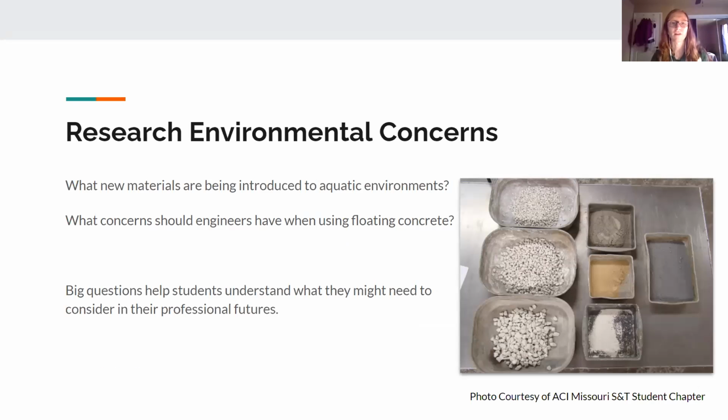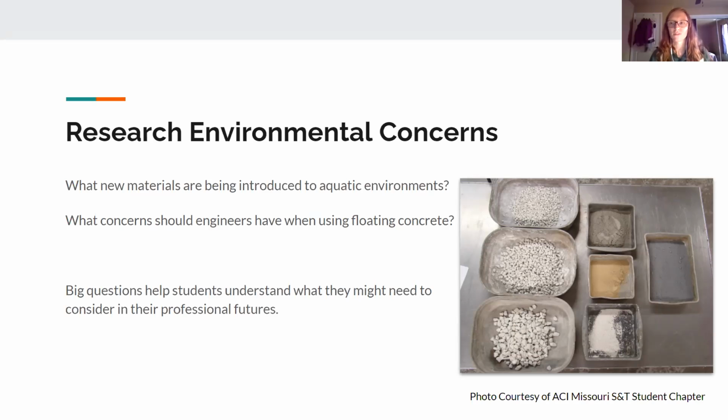In addition to that, we thought it would be interesting to focus on something research-based, similar to what is done in the mortar workability competition. So we thought one thing that might be interesting to look at is researching environmental concerns. What kind of issues might occur when you put concrete in water? So this could include what happens to the concrete in water, what kind of structural issues might occur, what kind of degradation might occur, but it could also include environmental concerns, as in what materials might be more environmentally friendly to put in a water-based environment.